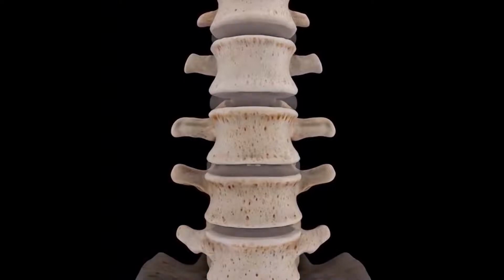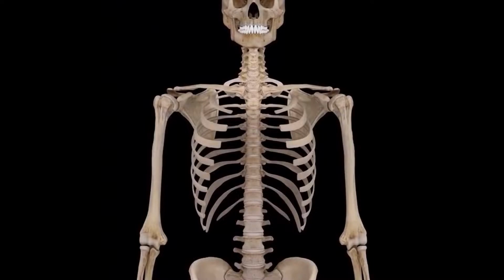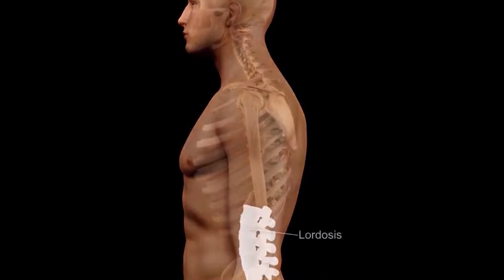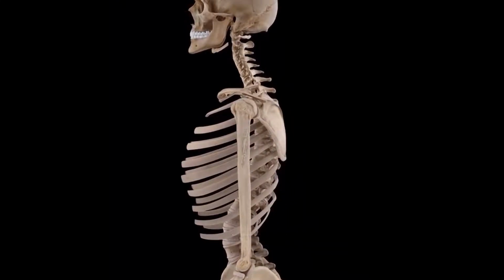Lordosis is an excess inward curvature of the spine, giving a swayback appearance. Lordosis can affect persons of any age. Certain conditions can contribute to this condition, including obesity and osteoporosis.